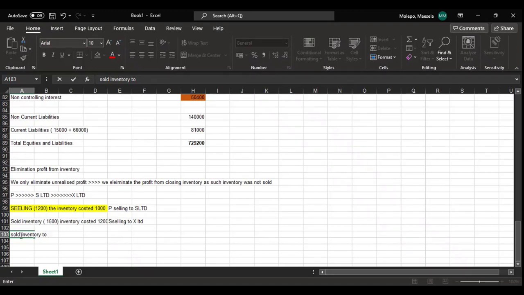Now, okay, am I doing things right here? Here we've got P, who sold the inventory for 1.2, and then S sold the inventory to X for 1.5. So now selling inventory to outsiders. For how much? Nobody knows.